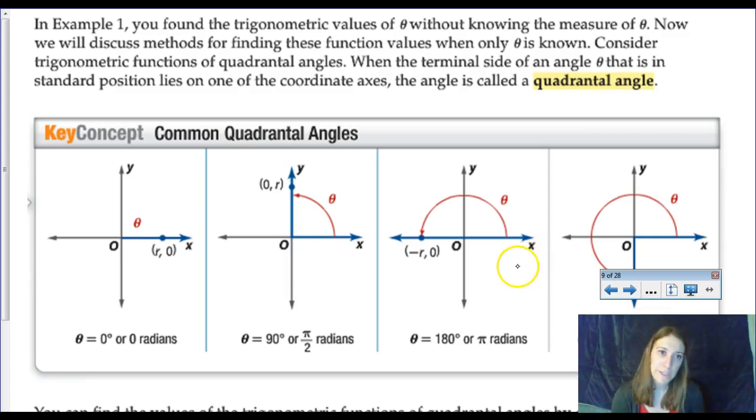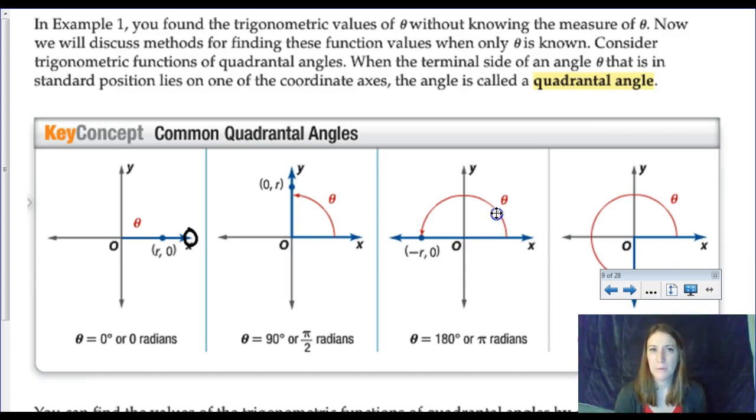These are the quadrantal angles. So 0 degrees, or 0 radians, and then up here at pi over 2 radians, it's 90 degrees. So whenever you're on the axes, you have a quadrantal angle.